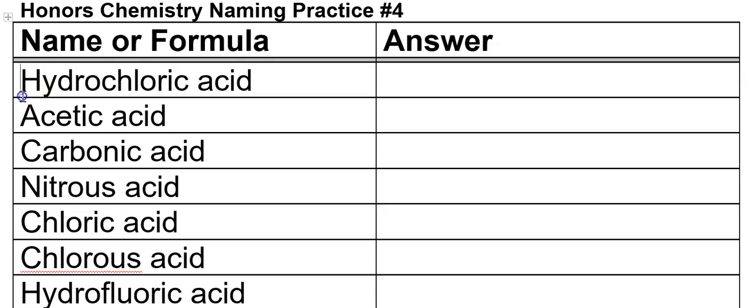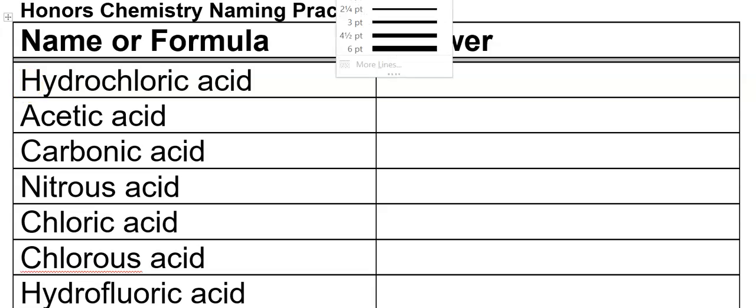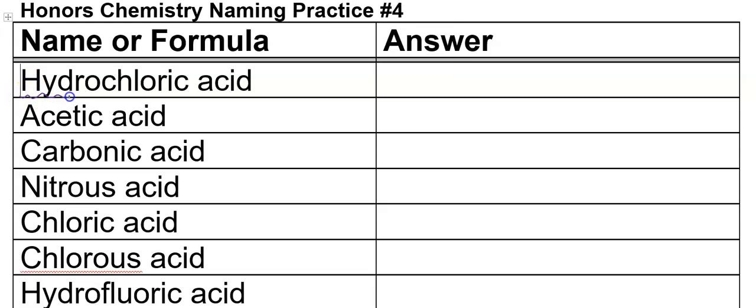So here we have the prefix. Let me get my inking out again. I'll use my favorite color, purple, and I'll change the thickness here. So we have the word hydro, we have the root name, and then we have the word acid. One thing we need to see is that the word acid happens to be in practice 4.